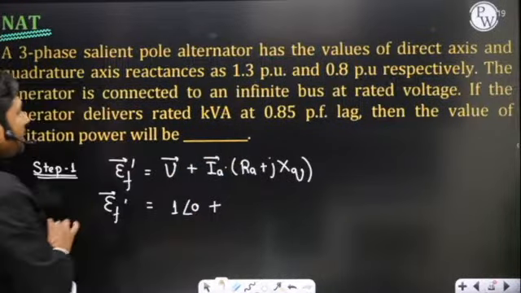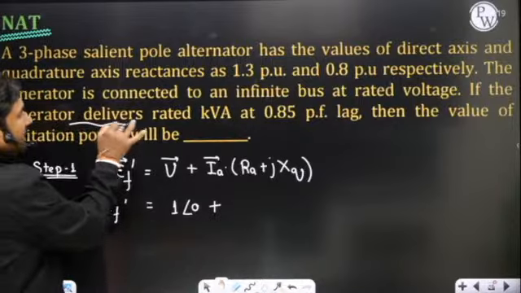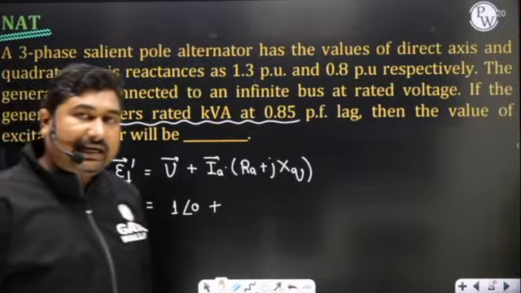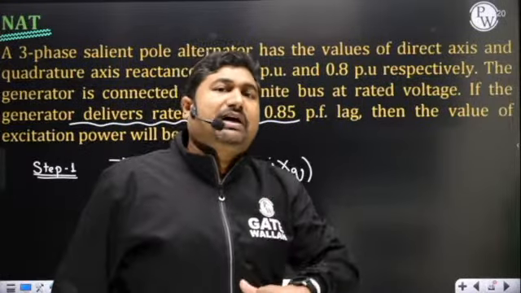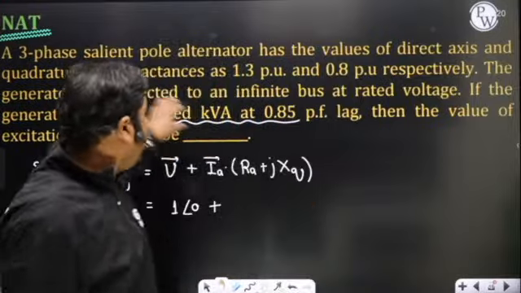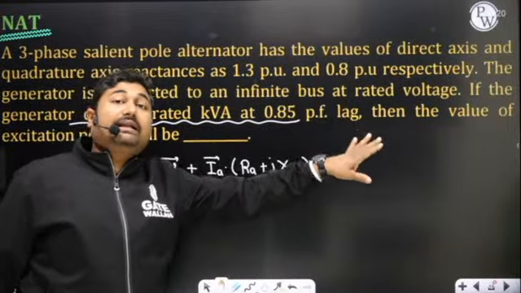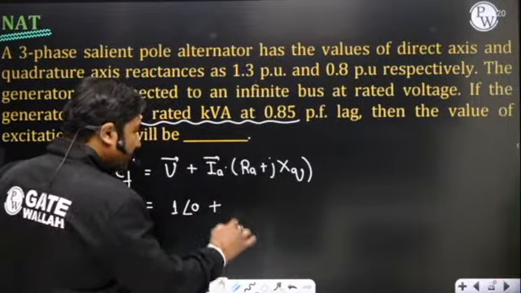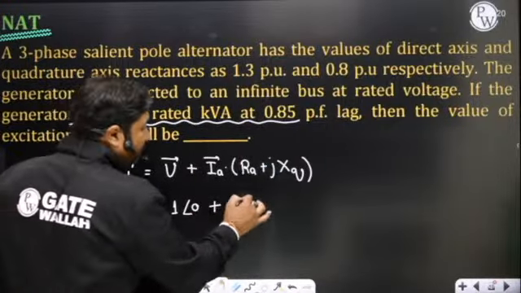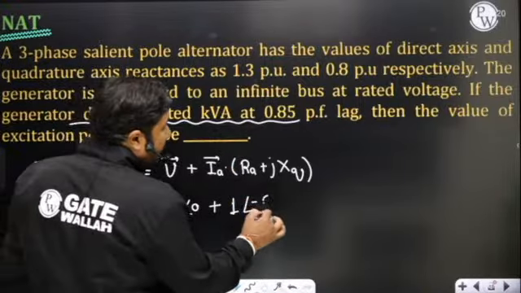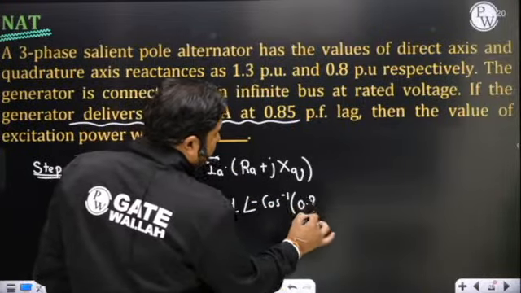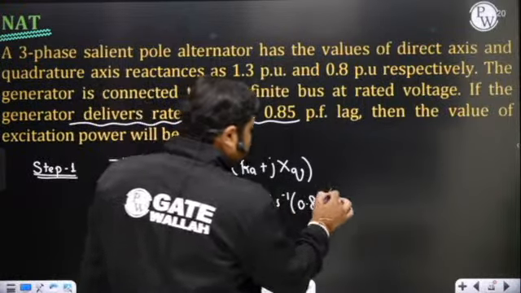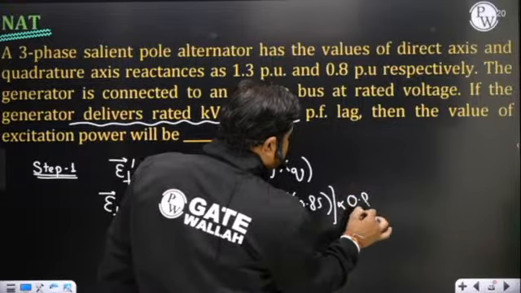The generator is delivering rated kVA, which means rated current upon base current. Base values are taken as rated values whenever per unit values are mentioned on the nameplate. Base current is the rated current, so rated current is also 1 per unit, at an angle of minus cos inverse 0.85 lag, into XQ. What is the value of XQ? XQ is given as 0.8.